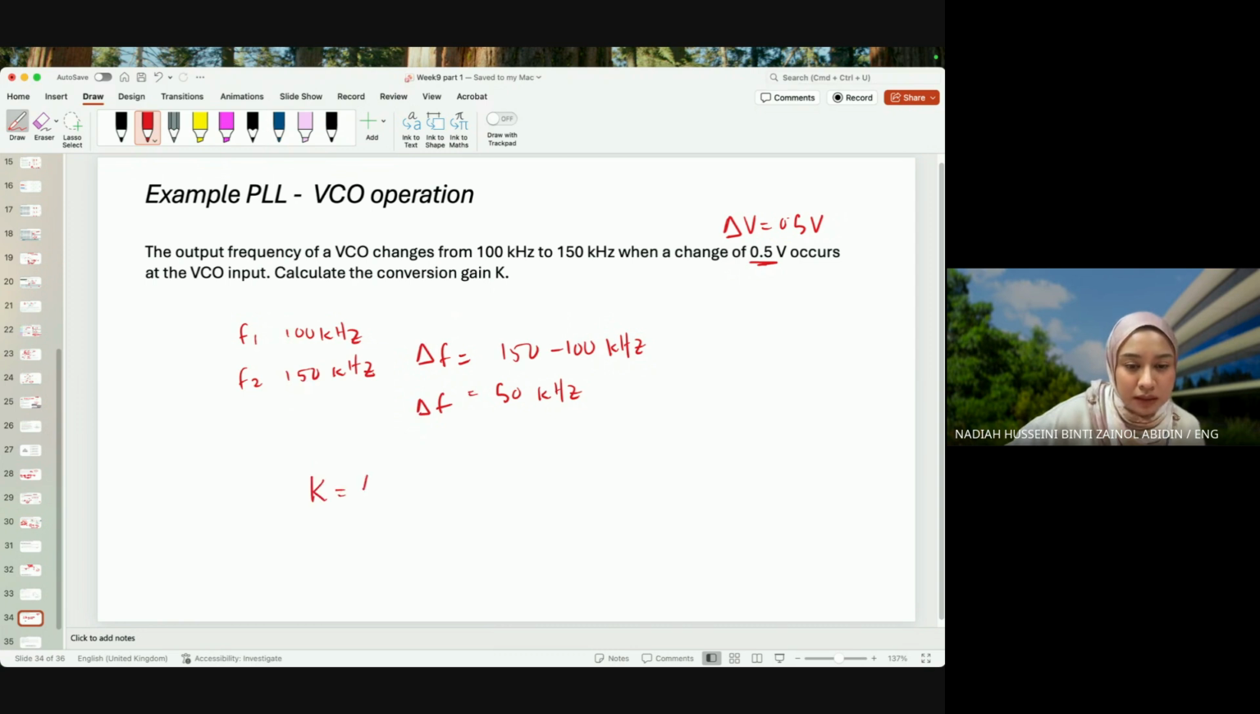So K is delta F over delta V, which tells us the sensitivity of the VCO. 50 kilohertz divided by 0.5 volts. Whatever this value is, or you can just leave it like that, that would be the answer as well. If we calculate this, 50 divided by 0.5, so is it? Oh, wrong. 100. That would be 100 kilohertz per volt.